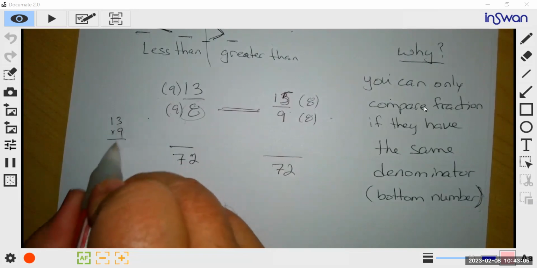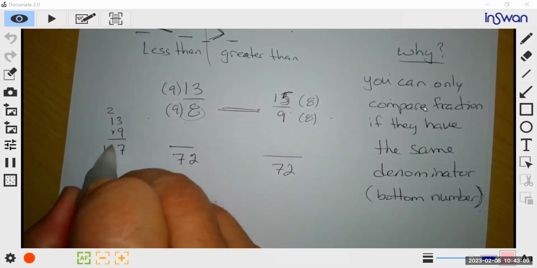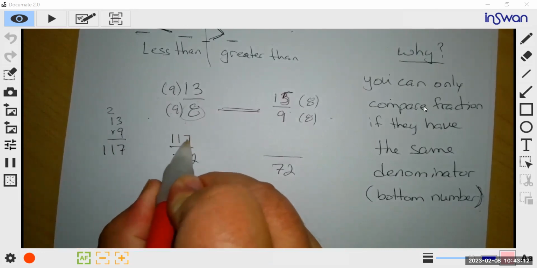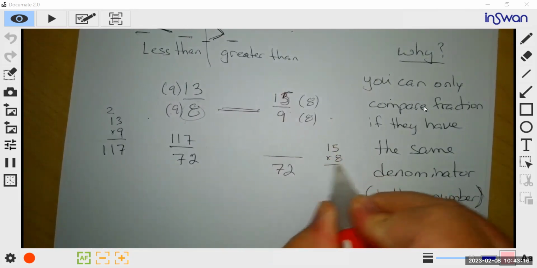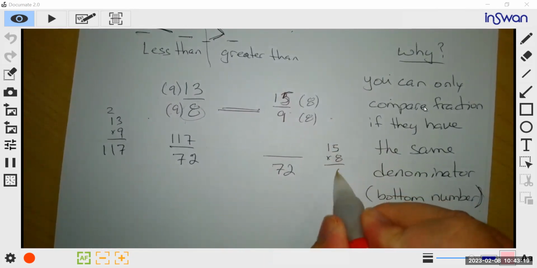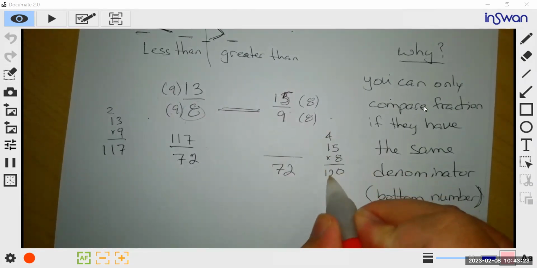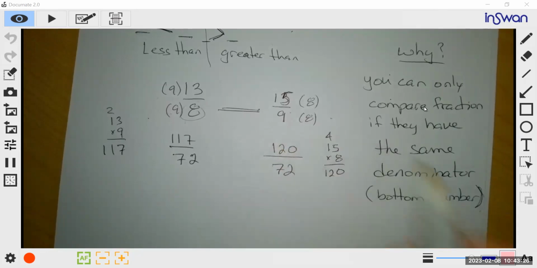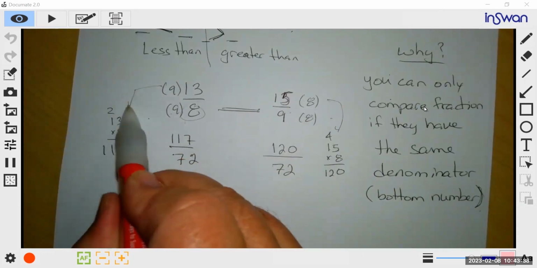Thirteen times 9. 9 times 3 is 27. 9 times 1 is 9 plus 2 is 11. 15 times 8. 8 times 5 is 40. 8 times 1 is 8 plus 2 is 12. We did 5 times 8 here. We did 19 times 3 here.